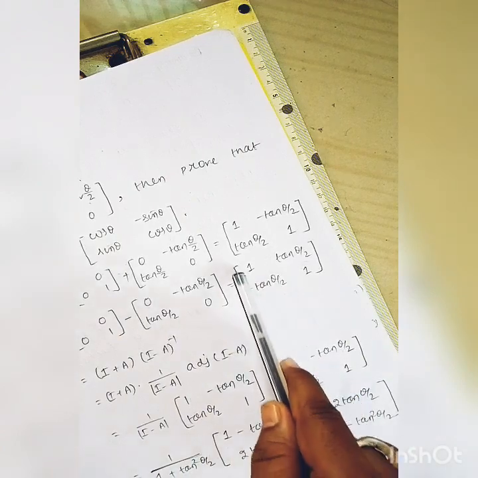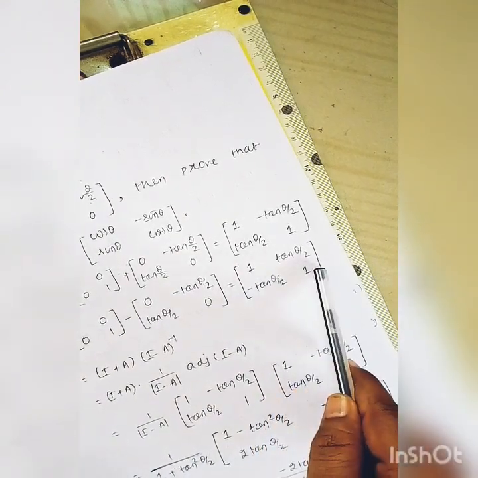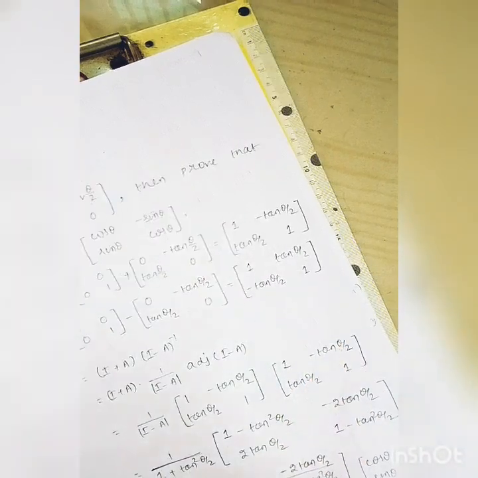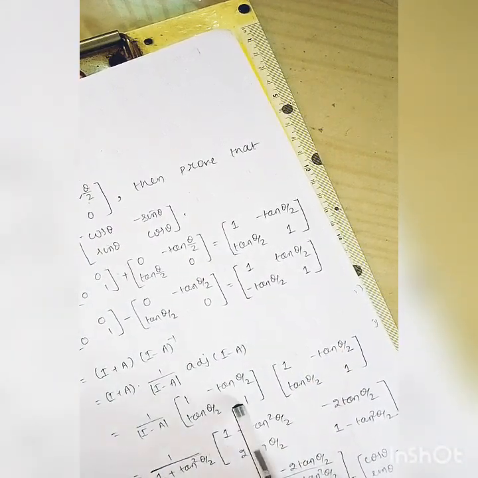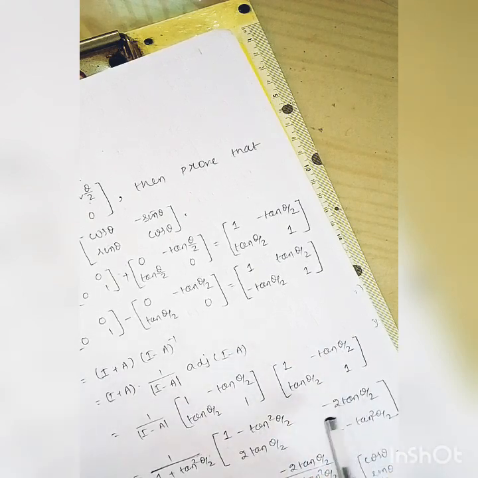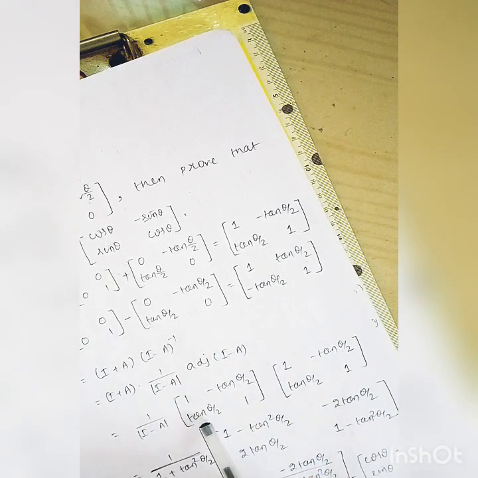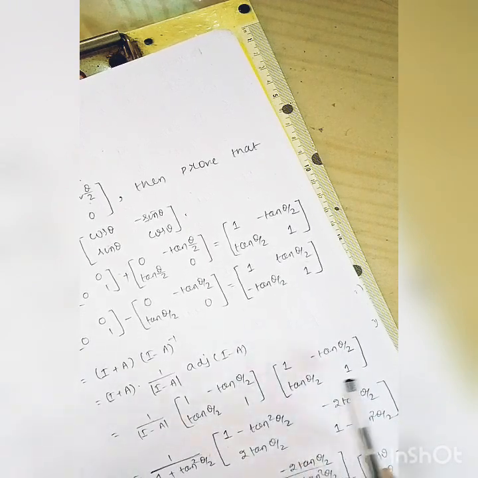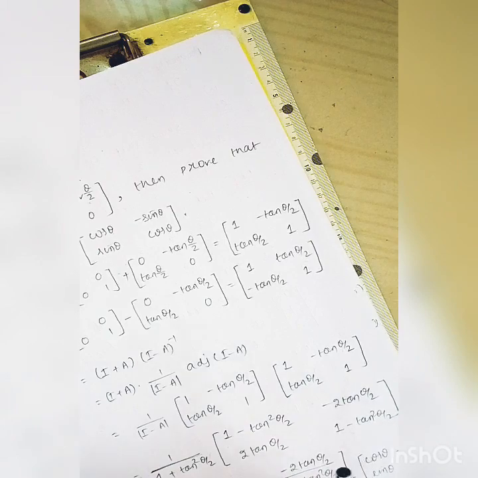Now the determinant of this matrix is 1 into 1 minus tan square theta by 2, that is 1 plus tan square theta by 2. This again, by multiplying these two matrices: first row into first column, 1 minus tan square theta by 2; first row into second column, that is minus tan theta by 2, again minus tan theta by 2, that is minus 2 tan theta by 2; second row into first column, tan theta by 2 plus tan theta by 2; second row into second column, minus tan square theta by 2 plus 1, that is 1 minus tan square theta by 2.